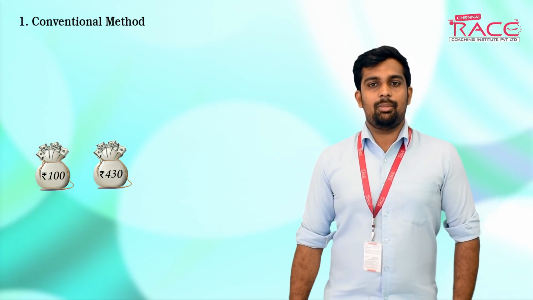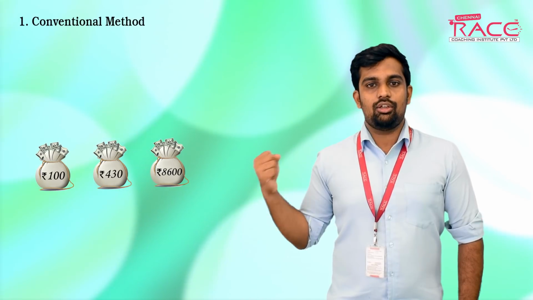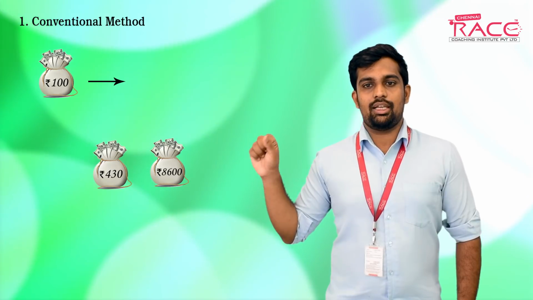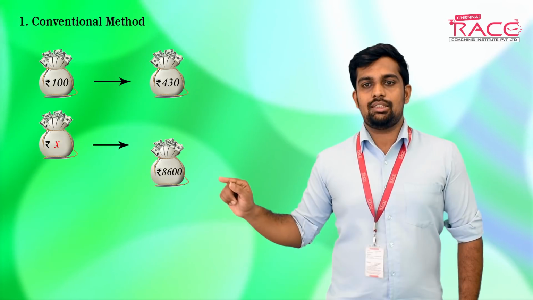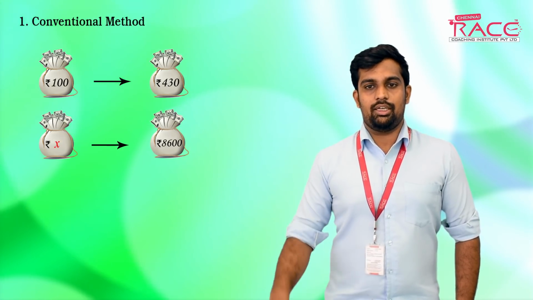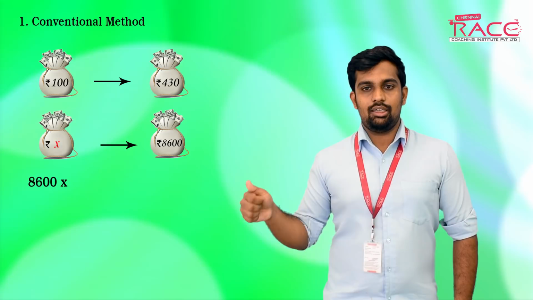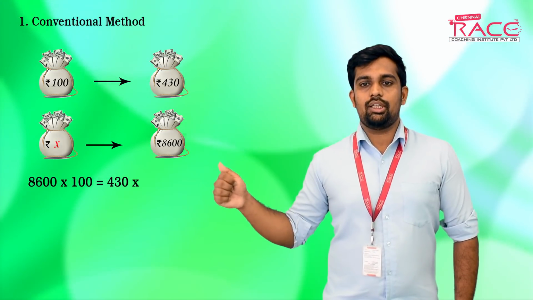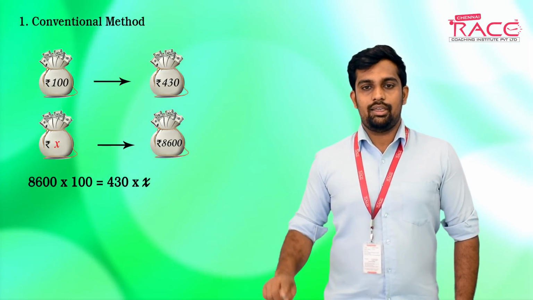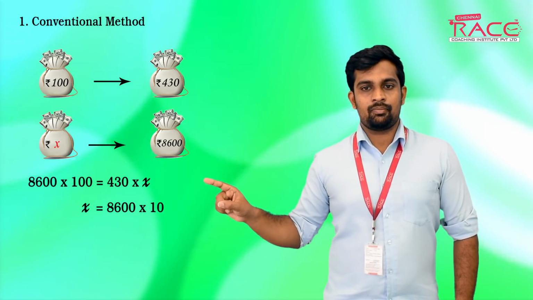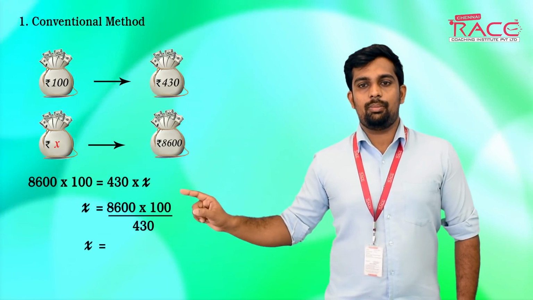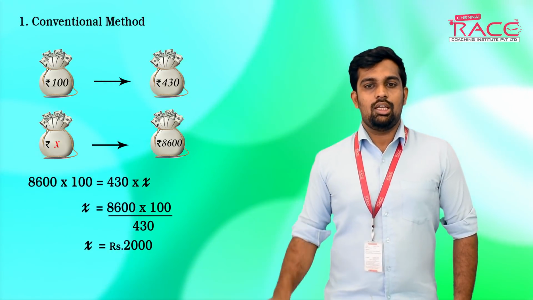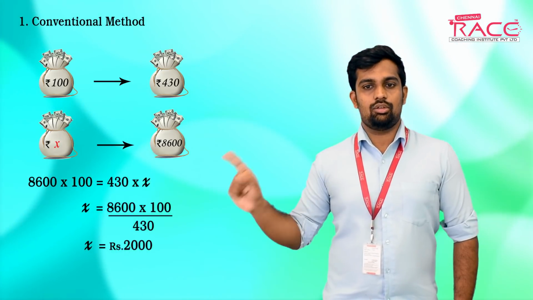So, in order to get a debt of rupees 8,600, we can use the following method. That is, when we take rupees 100, we get the debt as 430. Therefore, for what value of x do we get a debt of rupees 8,600? Just cross multiply. That is, 8,600 into 100 is equal to 430 into x. Therefore, x is equal to 8,600 into 100 divided by 430, which is equal to rupees 2,000. Therefore, each annual payment is rupees 2,000.